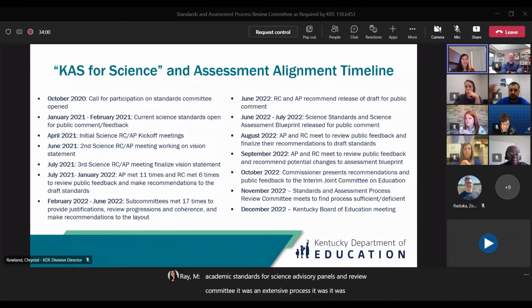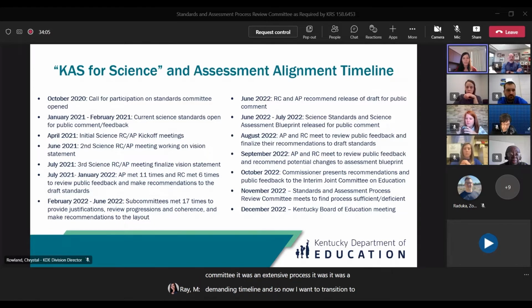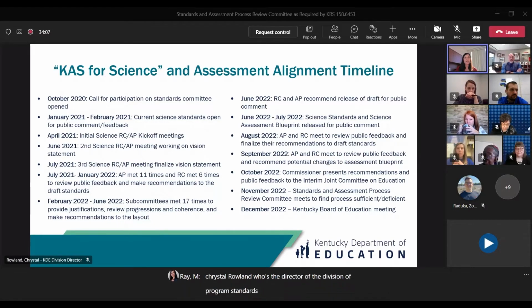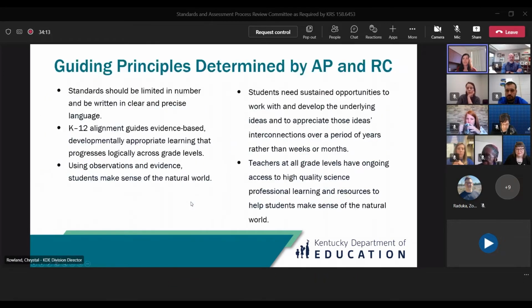It was a demanding timeline. And so now I want to transition to Crystal Rowland, who's the director of the Division of Program Standards, and she's going to get a little bit more into the weeds on what the committee process actually looked like for science. Thank you, Crystal. Thank you, Mickey.